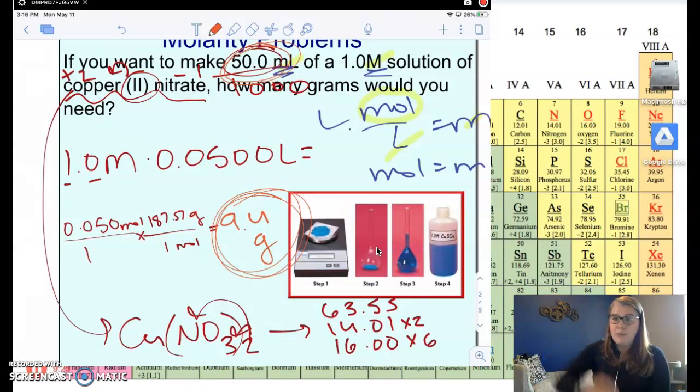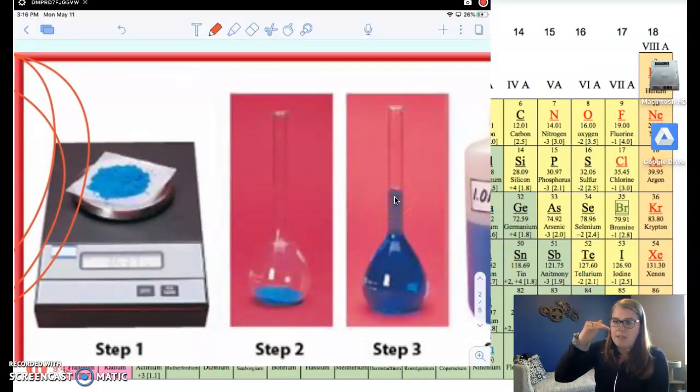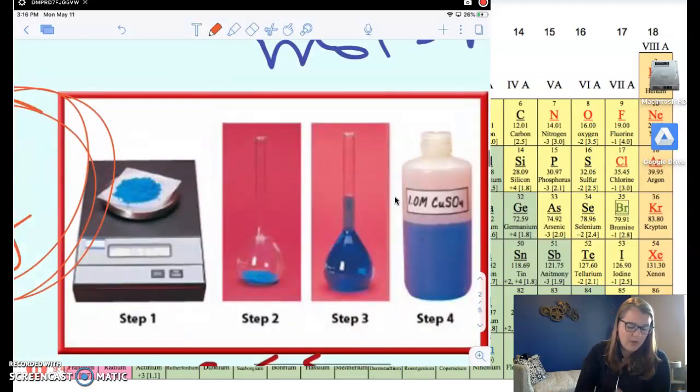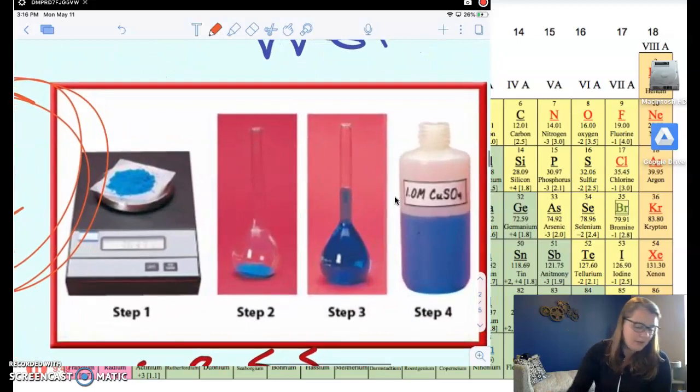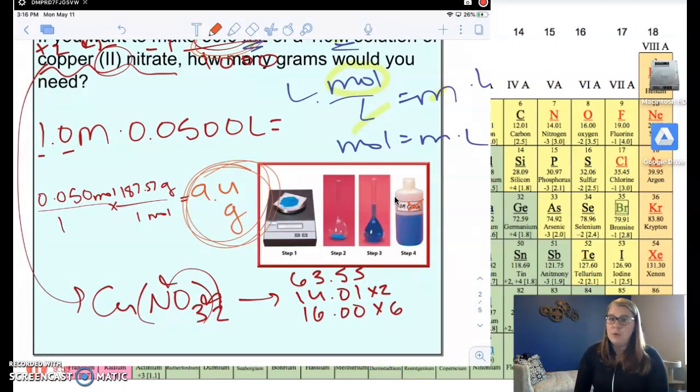So I'm going to dump the 9.4 grams into it, and then I'm going to dump some water into it. I'm going to dissolve as much of that as I can. And then, it's hard to see in the video, obviously, but there's a really thin gray line on the volumetric flask, and you fill the water up until that line. You make sure everything's dissolved, and then boom, you have your 1 molar, oh, that bottle says copper sulfate. We did copper nitrate. And then you would have your 50 mils of your 1 molar solution.